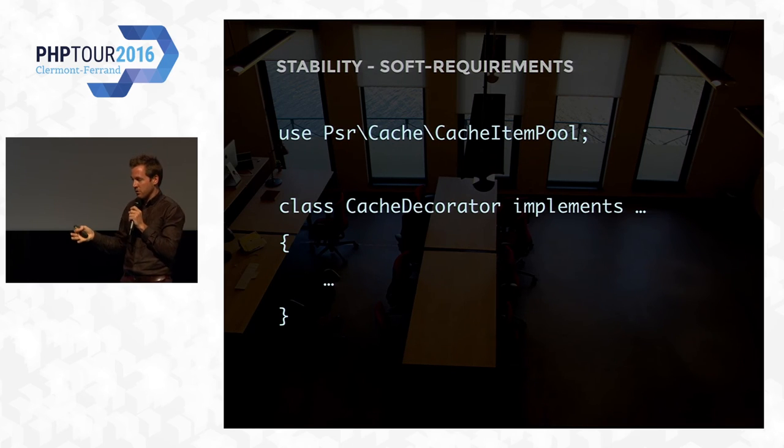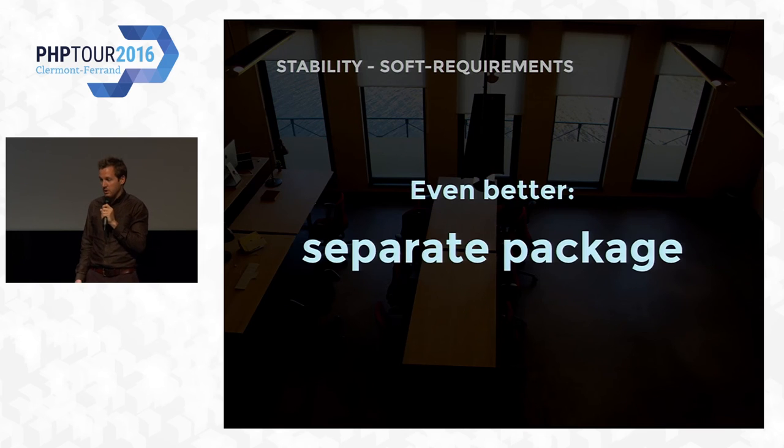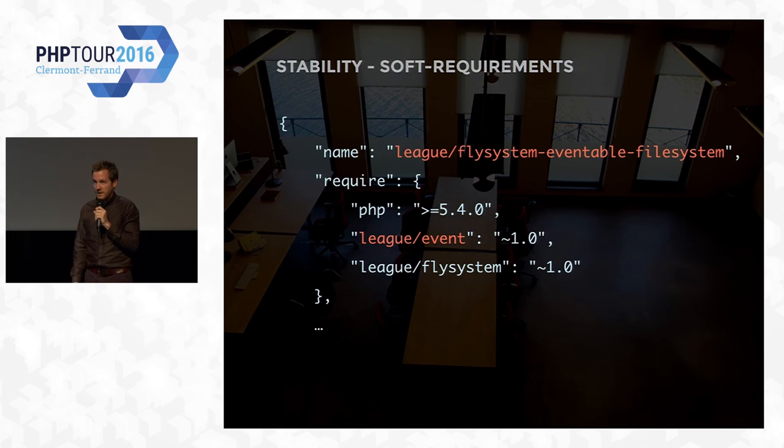If they want to use this package, you can use the suggest block in the composer.json file to suggest using this psr/cache package if you want to use the cache decorator. It's not a hard requirement. You can also move this cache decorator to a different package. For example, the Flysystem package from Frank de Jonge did this with the Flysystem eventable filesystem package.